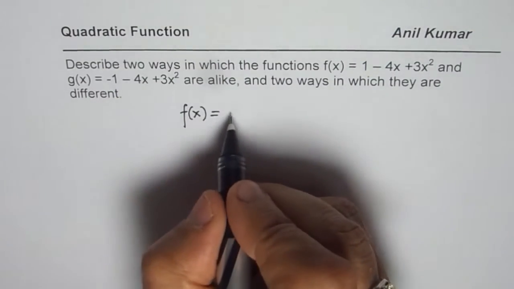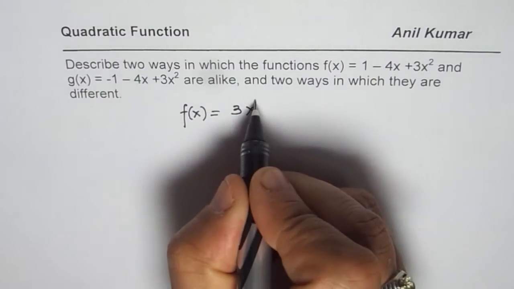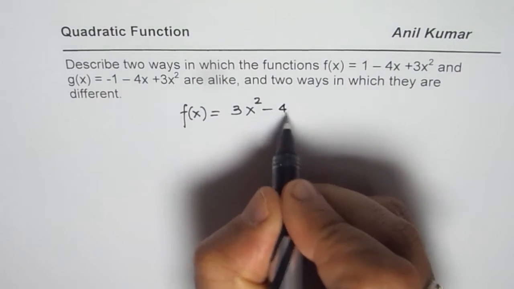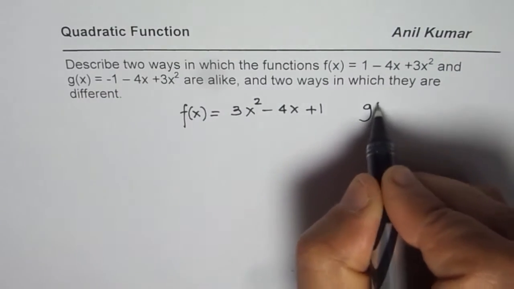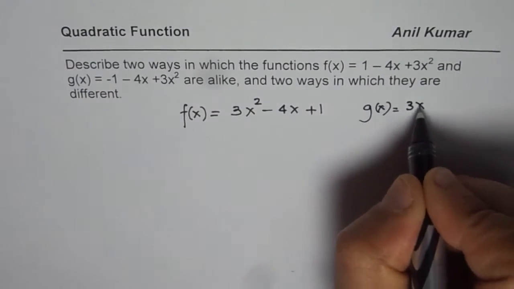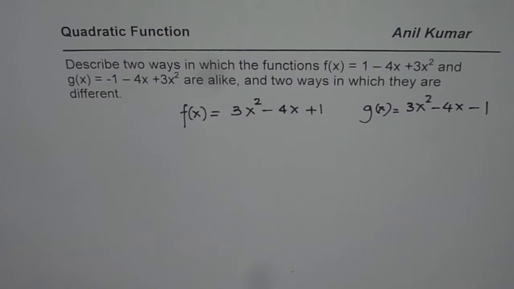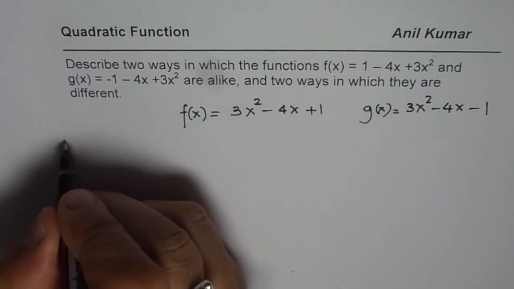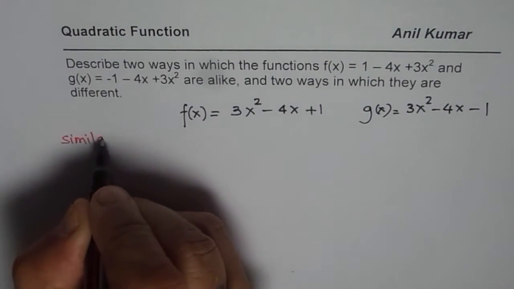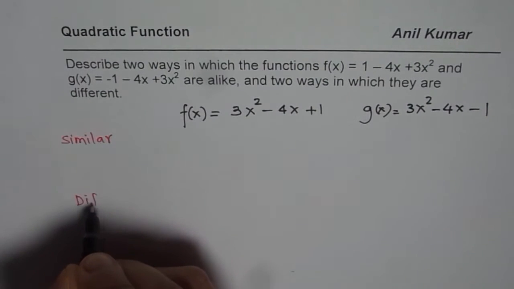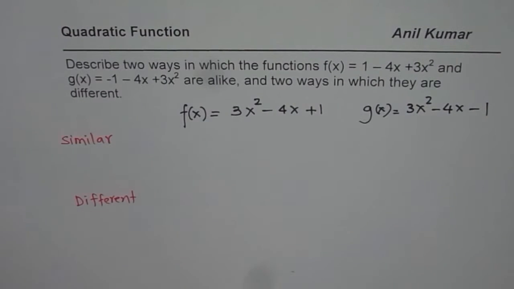So that is the first part. Look carefully and then analyze your equation. So we have f of x is 3x squared minus 4x plus 1, and g of x is 3x squared minus 4x minus 1, correct? Now we need to find two ways when they are alike or similar, and when they are different. So that is how the question is. You can now pause the video, answer your question, and then look into my suggestions.